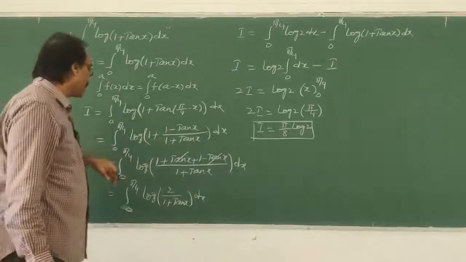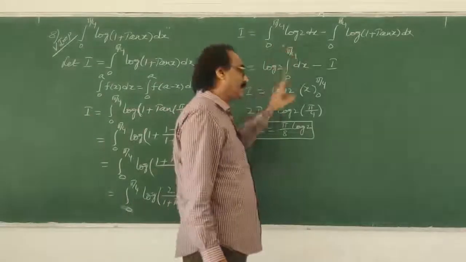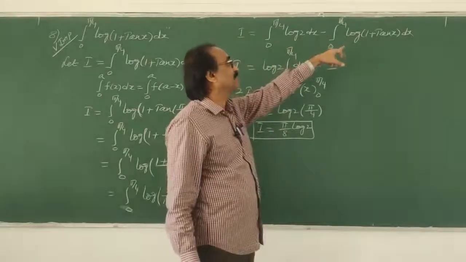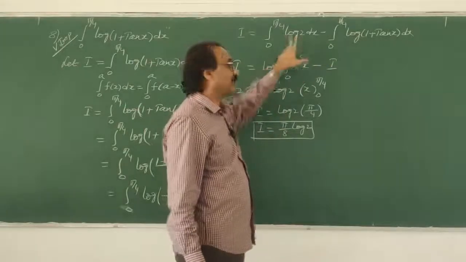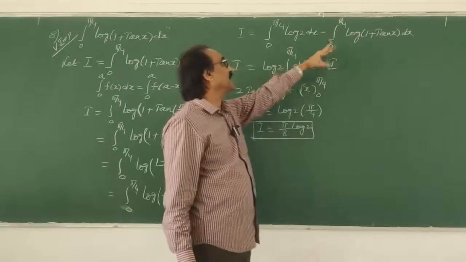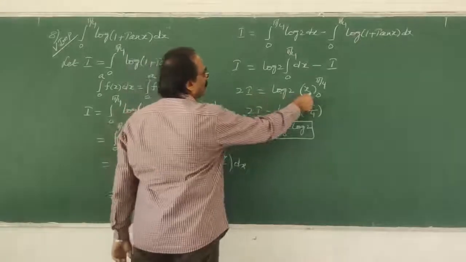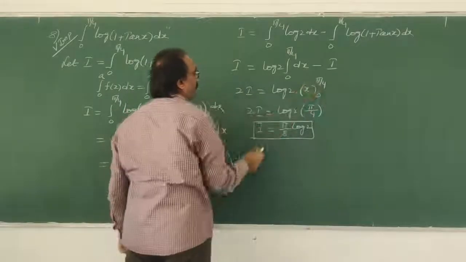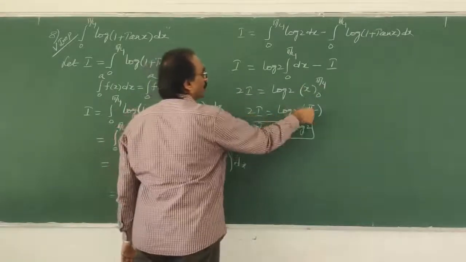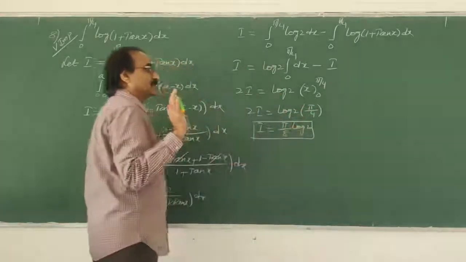Now log of 2 by 1 plus tan x means which formula? Log a minus log b. A means log 2 minus log of 1 plus tan x. Log 2 is a constant, bring it outside the integral 0 to pi by 4 dx minus I. You bring minus I to this side. 2I is equal to log 2 into integral dx means x from 0 to pi by 4. So 2I is equal to log 2 into pi by 4. I is equal to pi by 8 log 2. This is what you got.